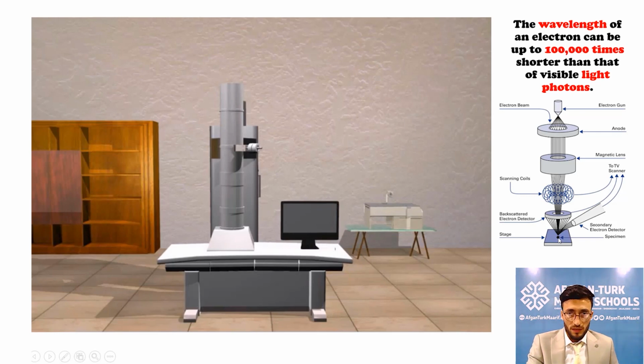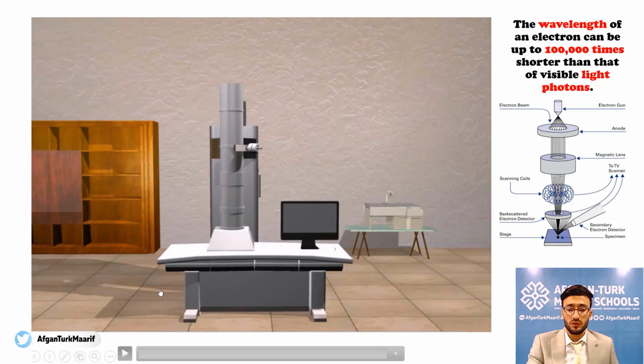After reaching the sample, electrons will eject from the sample. Then they are going to be counted by secondary electron detectors or backscattered electron detectors, and at the final stage it will produce the final image. So let's start and see the video example.